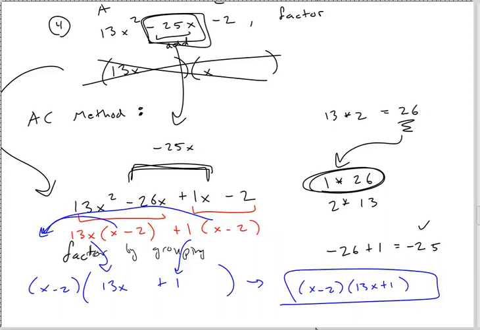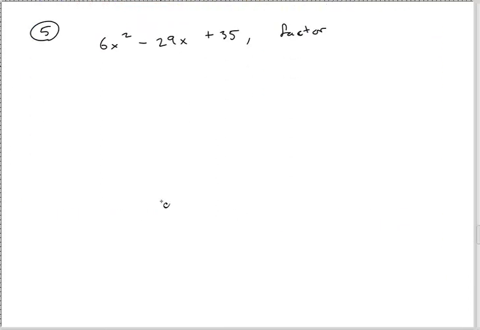It really was. I want to do another one with you, okay? I really think that because they're so difficult, maybe we should have a little bit more practice. So I'm going to do all this all over again for another problem. But the main thing is this: with this AC method, I'm multiplying these two numbers here. I find out which of these will add to this. I split it up, factor by grouping.